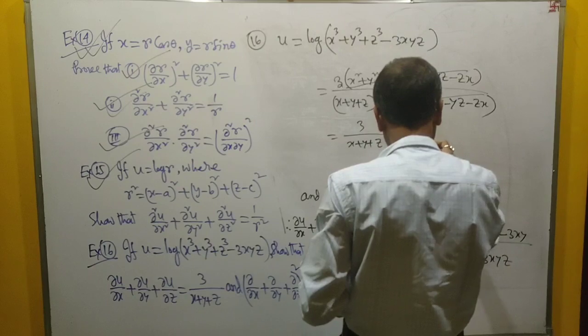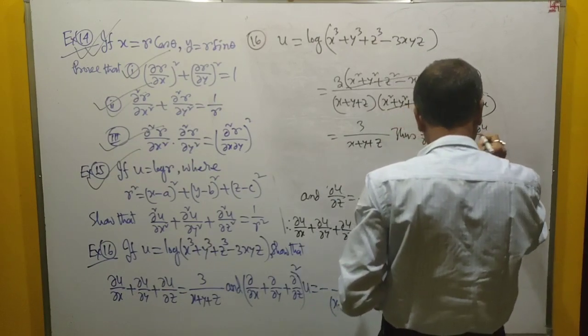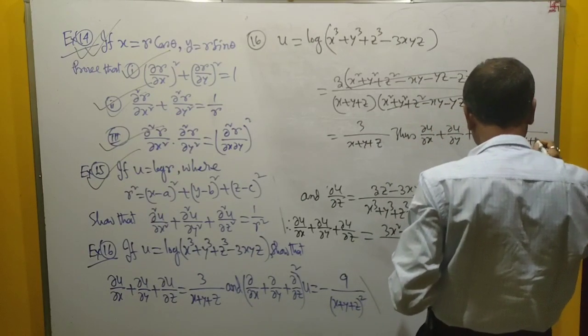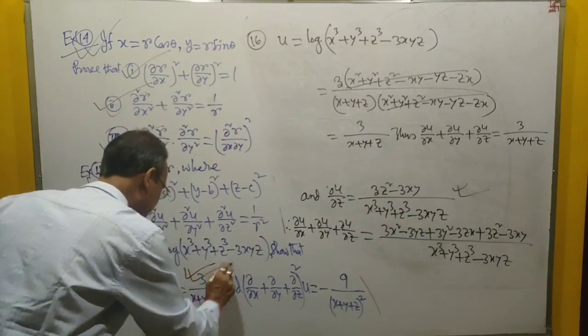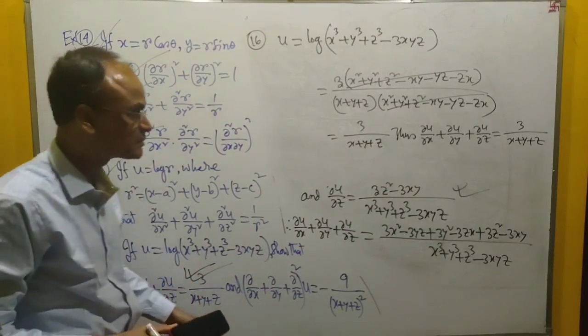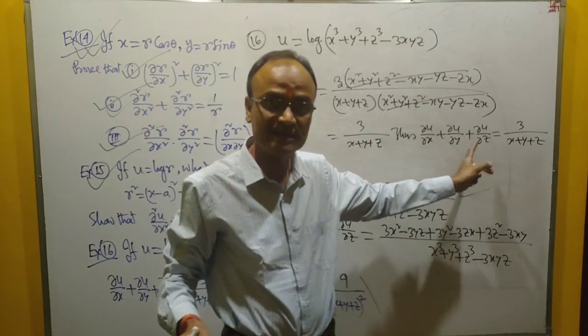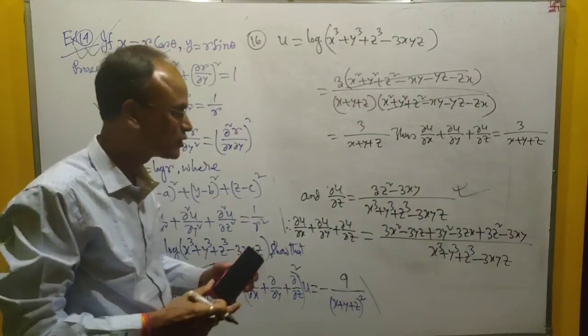Thus, del u by del x plus del u by del y plus del u by del z equals 3 divided by x plus y plus z. Therefore, the first part has been proved.